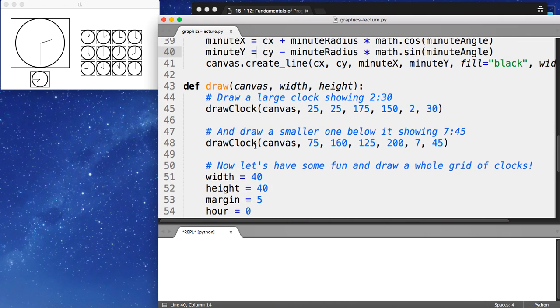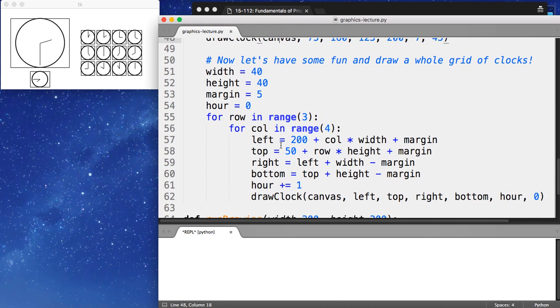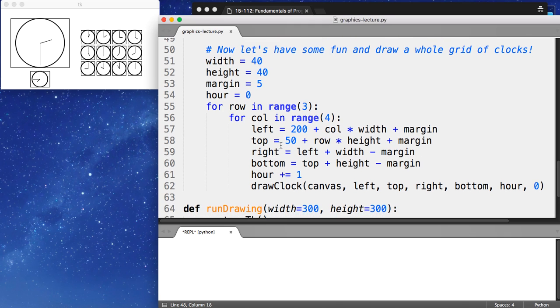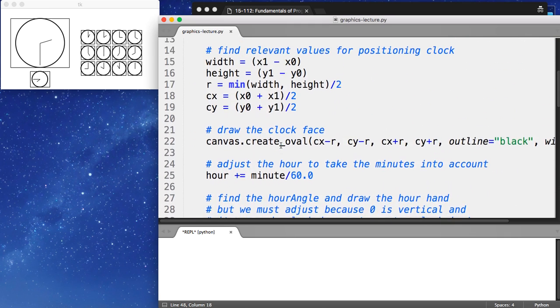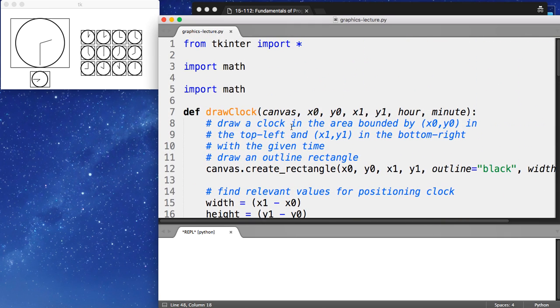Finally, we draw a large clock and a small clock. In fact, this looks suspiciously similar to the Belgian flag example for good reasons, because it is, except instead of Belgian flags, we're drawing clocks. You should certainly study this. I would strongly recommend that you be able to reproduce it.